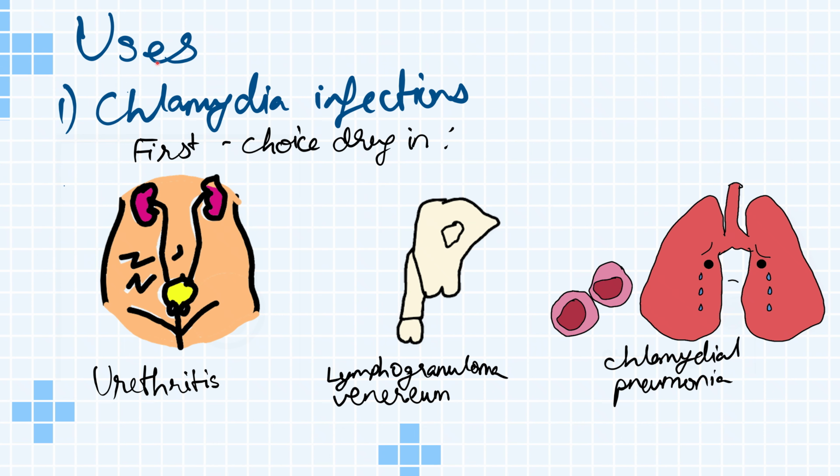Now, coming to the uses, azithromycin is commonly used for chlamydial infections and is considered the first choice drug in many cases. It is used in conditions such as urethritis, which is inflammation of the urethra. It is also used in lymphogranuloma venereum, a sexually transmitted infection caused by chlamydia. Another use is chlamydial pneumonia, where it helps treat respiratory infection caused by the organism.